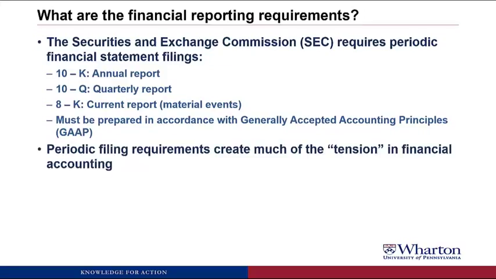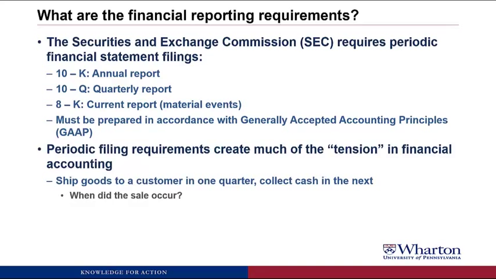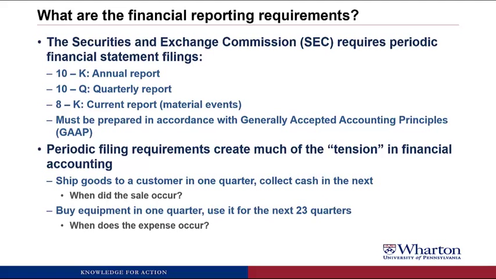These periodic filing requirements create much of the tension in financial accounting. For example, let's say we ship goods to a customer in one quarter, but we collect cash in the next quarter. When did the sale occur? Was it when we shipped the goods or collected the cash? Let's say we buy some equipment in one quarter and then use it to manufacture goods over the next 23 quarters. When does the expense occur? When we pay cash to buy the equipment, or as we use it over the next 23 quarters?